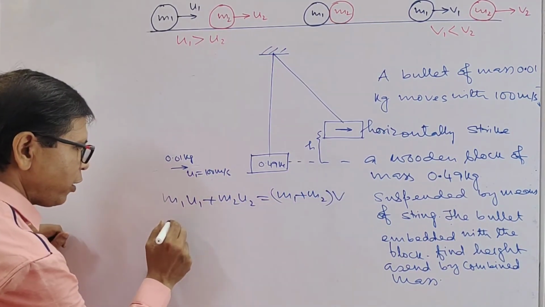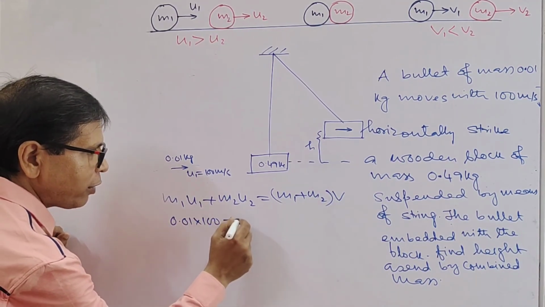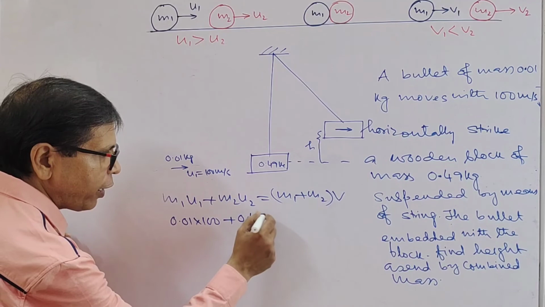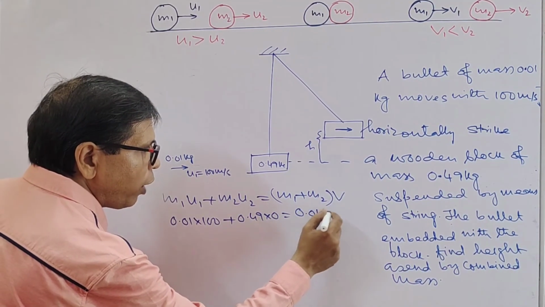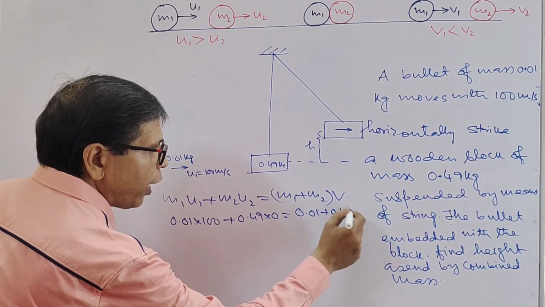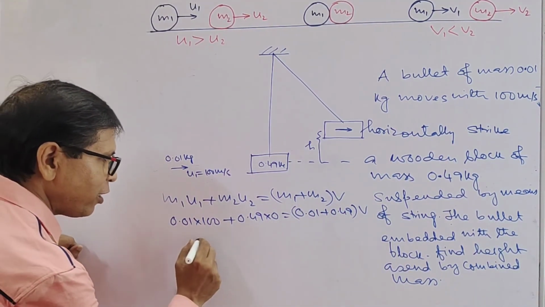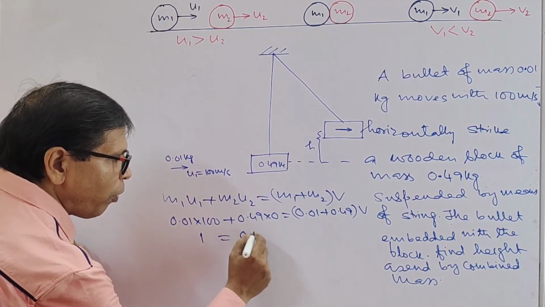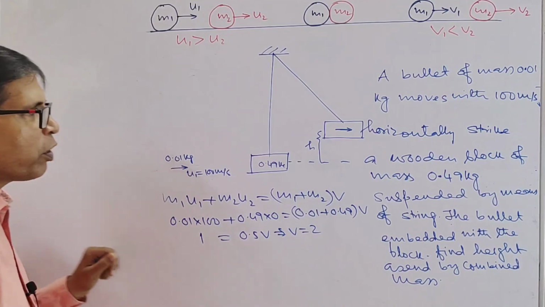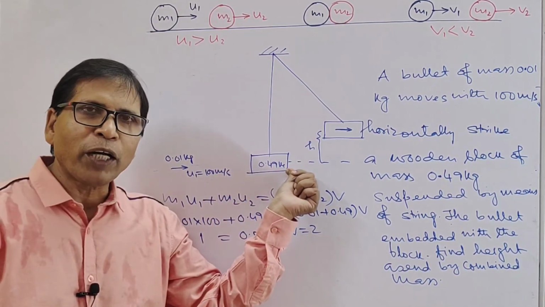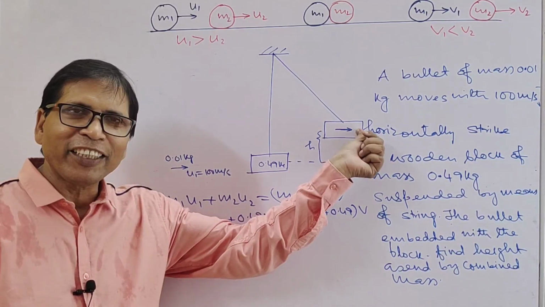Okay, now look at this, this is 0.01 into 100 plus 0.49 into 0, this equals 0.01 plus 0.49 into v. Okay, so look at this, 1 equals 0.5 v, so here v equals 2. Now the kinetic energy of the combined mass at this position equals the potential energy at this position.